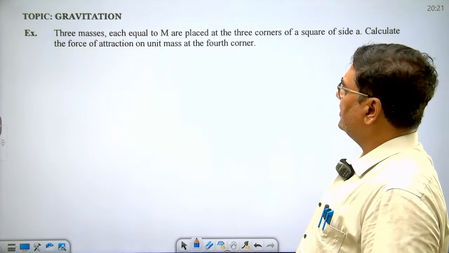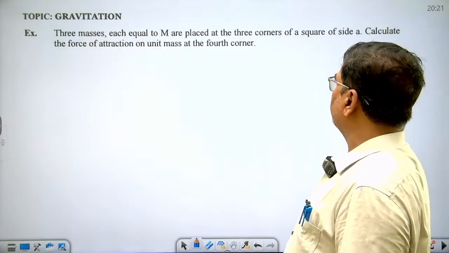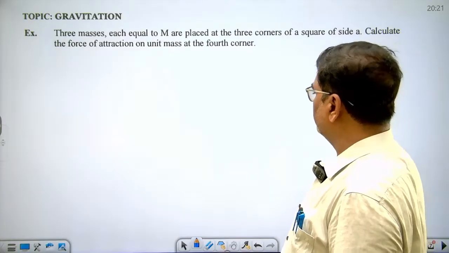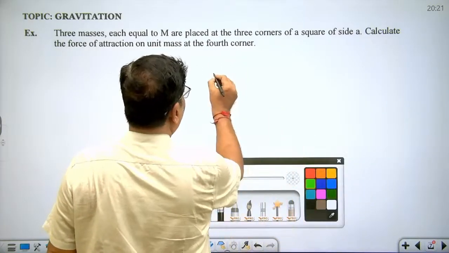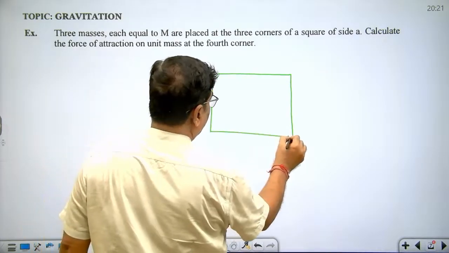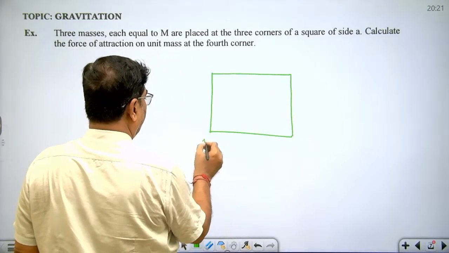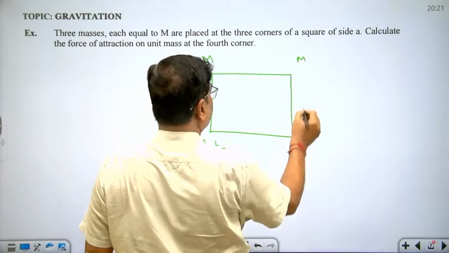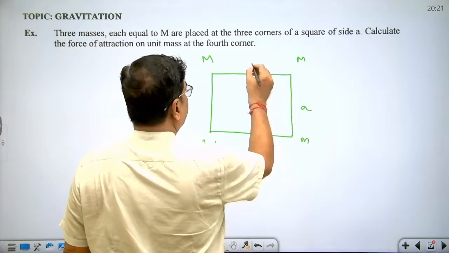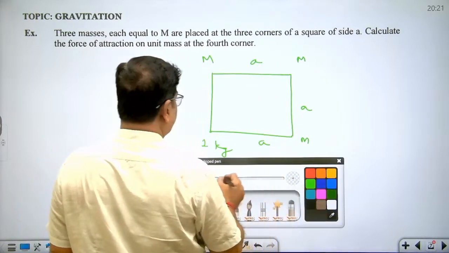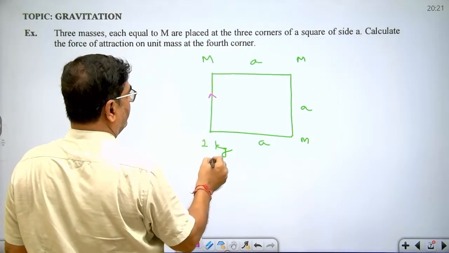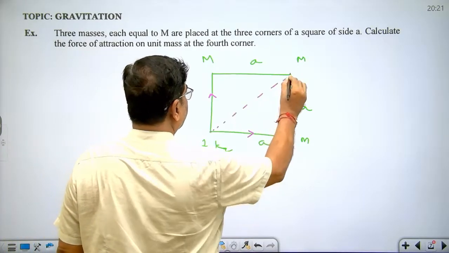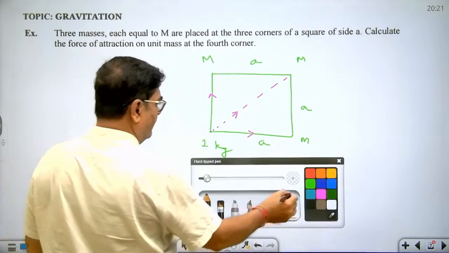Now let's see another question. Three masses each equal to capital M are placed at the three corners of a square of side a. Calculate the force of attraction on unit mass at the fourth corner. Here is the unit mass. This is capital M, this is capital M, this is capital M, and this is small m. Gravitational force is attractive. So the force on 1 kg due to this M will be in this direction. Force on 1 kg due to this M will be in this direction. And force on 1 kg due to this M will be in this direction. And how much will be the force? Let's see here.